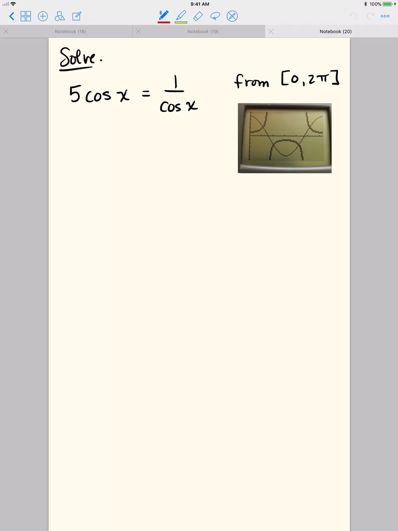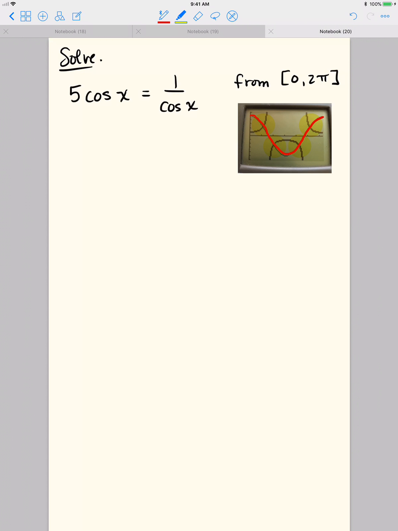All right. So next question has some cosines in it. I have graphed them separately. The 5 cosine of x is the lighter, thinner graph, and the 1 over cosine of x is the thicker graph. So because I graphed them separately in y1 and y2, I'm looking where they intersect. And these actually have 1, 2, 3, 4 intersection points. So there will be 4 values that make this true.